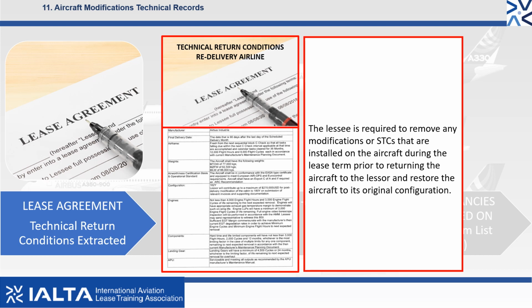Typical return conditions may require the airline to remove any modifications or STCs that were installed on the aircraft during the lease term. In this case, the aircraft must be returned to its original configuration prior to being returned to the lessor.